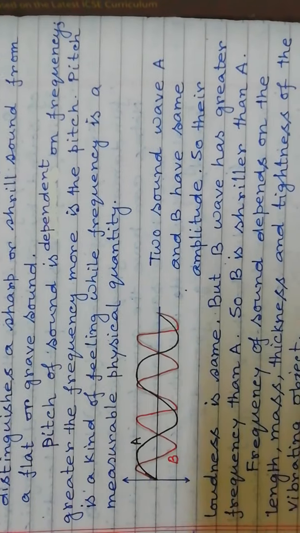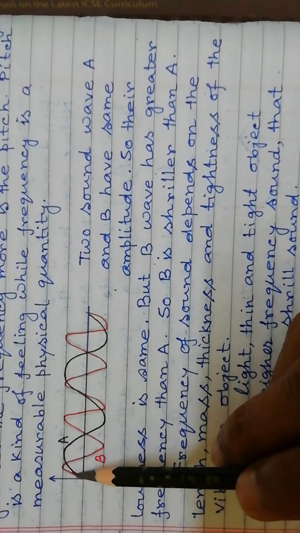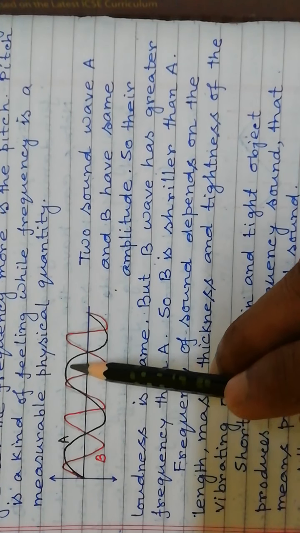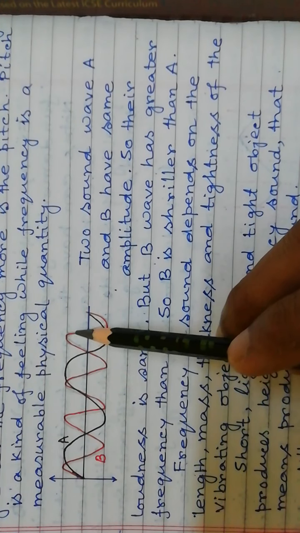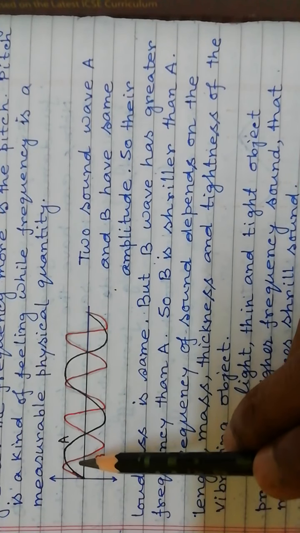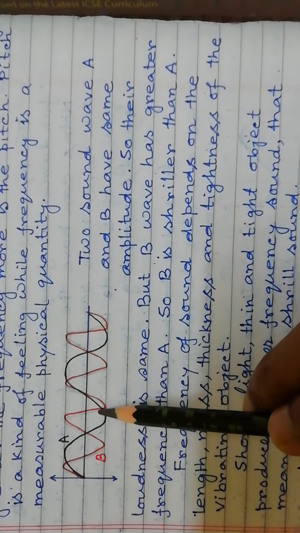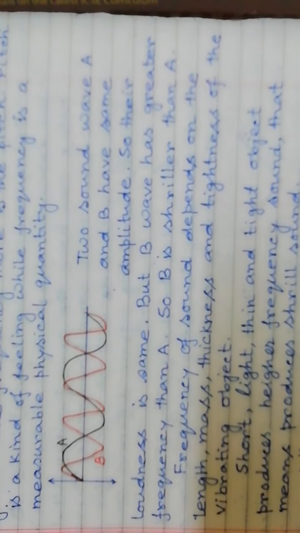Now we discuss by a diagram. Say here are two sound waves, A, which is black in color, and B, which is red in color. A has low frequency because in this region it produces only one wave, two waves, whereas B produces one wave, two waves, three waves, and four waves. So B has high frequency, but both A and B have the same amplitude.